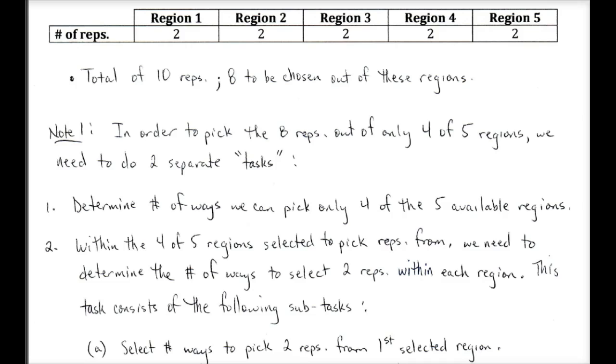In this particular problem, it makes it real simple because you have the same amount in each region. Since we have the same amount in each region, and we can only choose a total of 8 representatives, 2 out of each of the 4 regions that we're allowed to, there's really only going to be one way that we're able to do that.